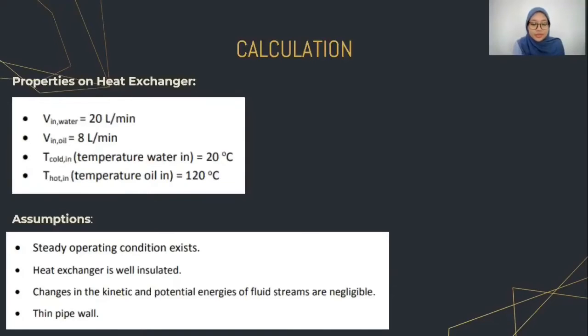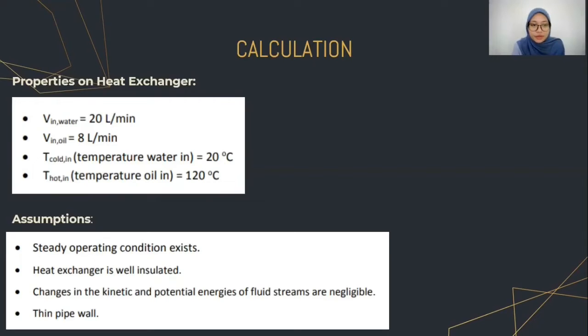Next, I will continue this presentation by briefly explaining the calculation. In this calculation, we use the effectiveness-NTU method in order to analyze the proposed heat exchanger by setting the inlet volume flow rates of water, which is 20 liters per minute, and the inlet volume flow rate of hot oil, which is 8 liters per minute. We also set the inlet temperature of the fluids, which are 20 degrees Celsius for water and 120 degrees Celsius for oil.